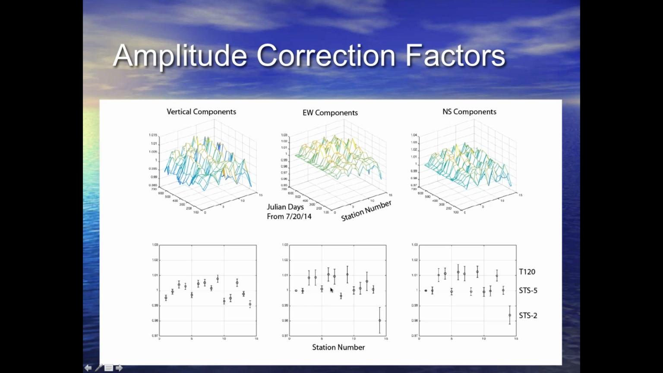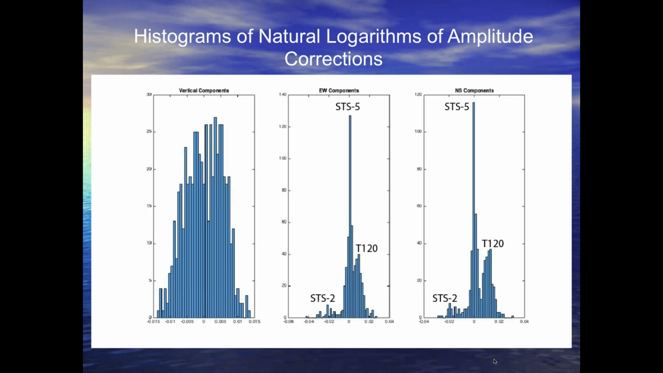Here are the east-west components and the north-south components. There's a little bit of change with time, but not much. And we can actually see different instrument types in this inversion. If you look at all the residuals of the log amplitude factors, we can see that the STS2 is down here. That's the PFO station.